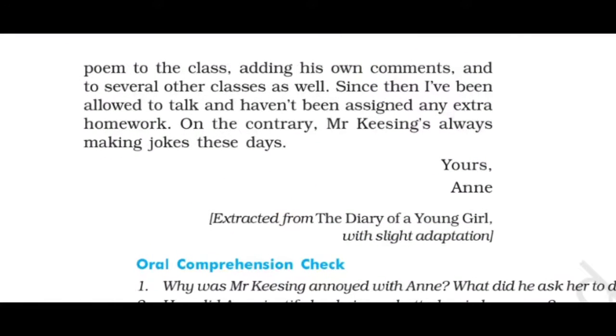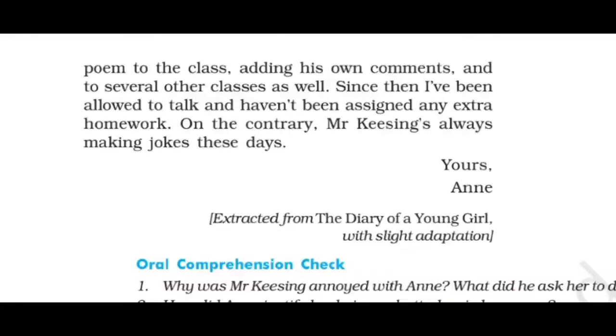He read the poem to the class, adding his own comments, and to the several other classes as well. Since then, I have been allowed to talk and haven't been assigned any extra homework. On the contrary, Mr. Keesing's always making jokes these days. Yours, Annie.